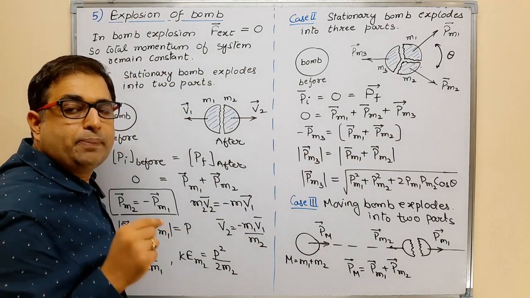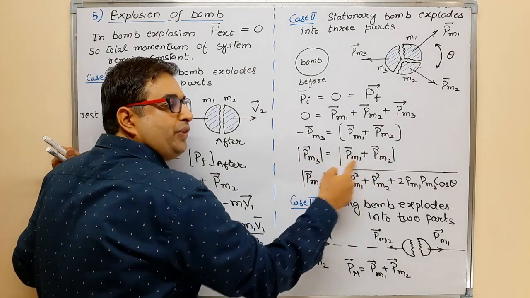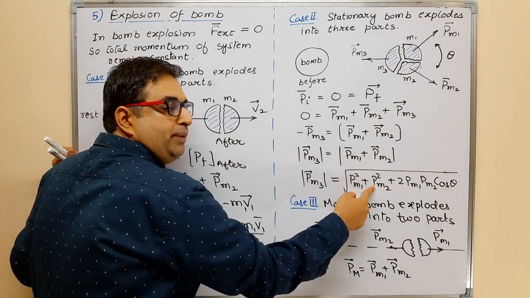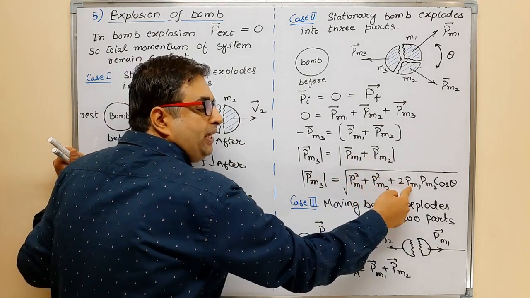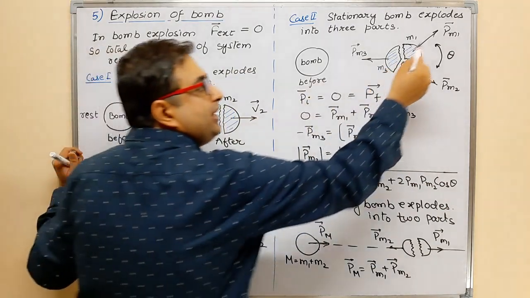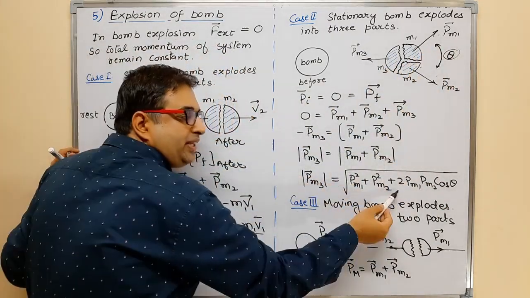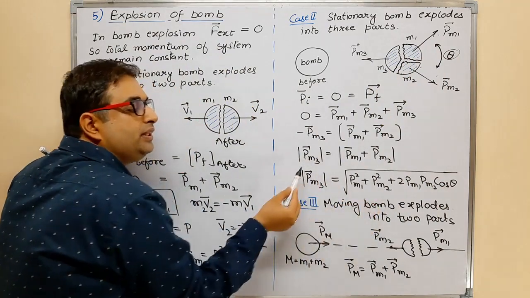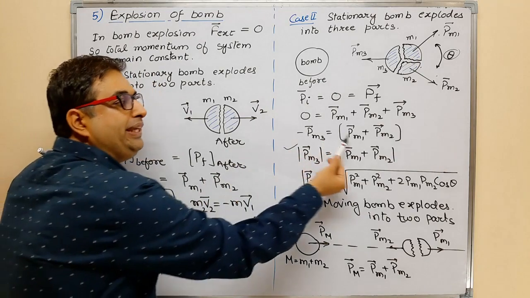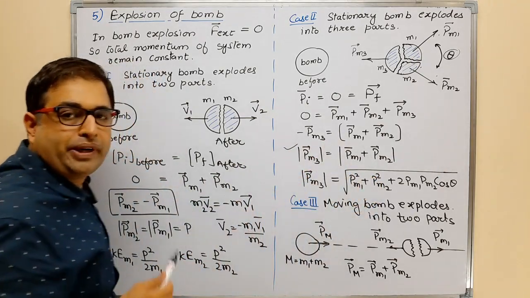Under root a square plus b square plus 2ab cos theta. So here we have two vectors. So a square is Pm1 square, Pm2 square plus 2 Pm1 Pm2 cos theta. I am assuming that the angle between these two vectors is theta. This vector sum should be equal to third momentum. So momentum of third part will be equal and opposite to sum of momentum of first two parts.